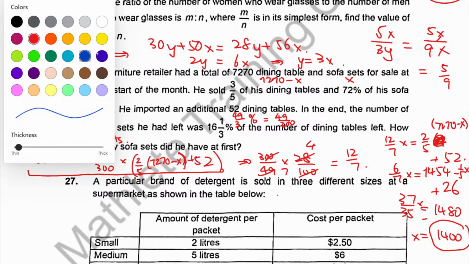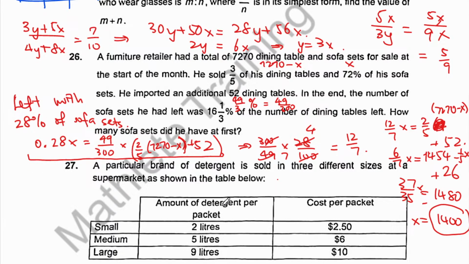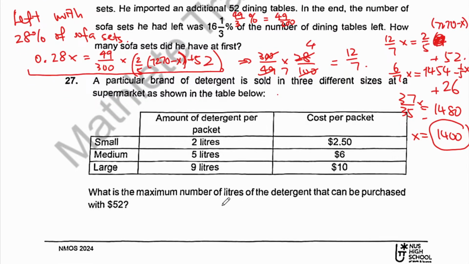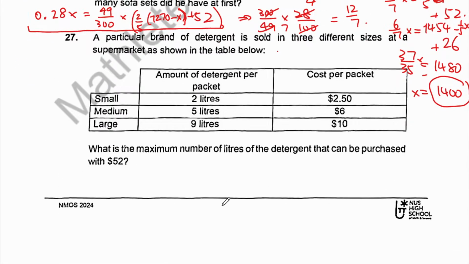So that's that. Okay. Question 27. A particular brand of detergent is sold in 3 different sizes at a supermarket. What's the maximum number of liters of detergent that can be purchased with $52?